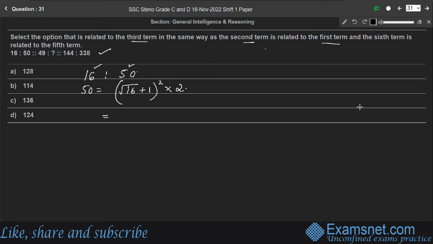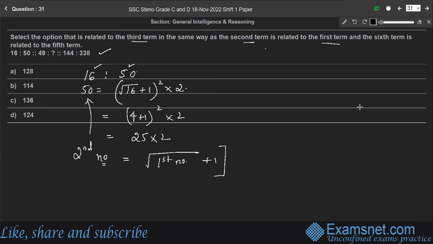So here square root of first number, square root of 16 is 4 plus 1 the whole square into 2. So 4 plus 1 is 5, square is 25, into 2 is 50. Therefore, the simple logic is, second number is equal to square root of first number plus 1 the whole square into 2. Very simple logic. Similarly, last two numbers, the logic is same.